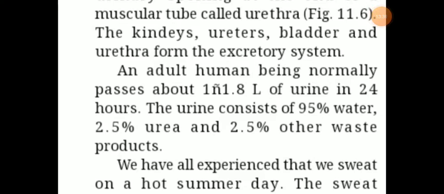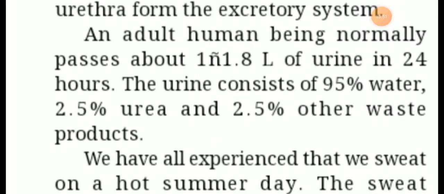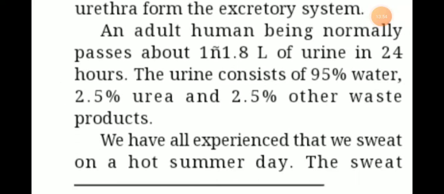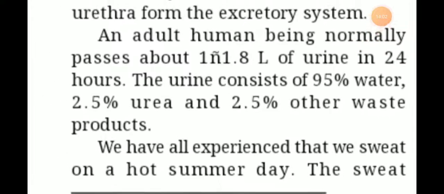An adult human being normally passes about 1.8 liters of urine in 24 hours. What does urine consist of? Urine consists of 95% water, 2.5% urea, and 2.5% other waste products.